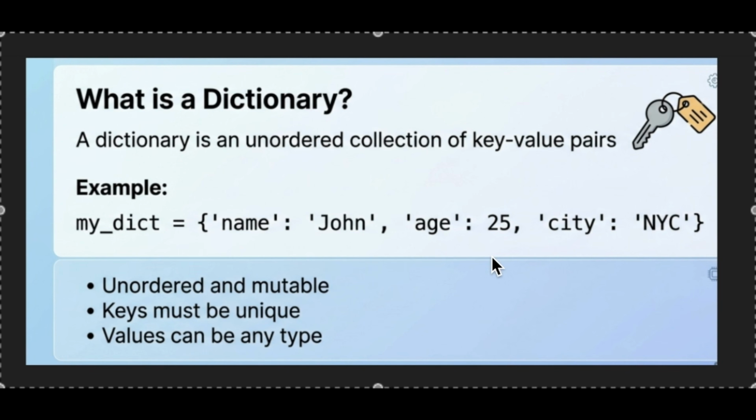And the keys must be unique. You can't have two lockers with the same key. If you have two name keys, the computer will get confused, and that's why every key must be one of a kind. It should be unique. Next one is that values can be any type. While keys are usually strings, the values can be anything like numbers or lists or even other dictionaries.